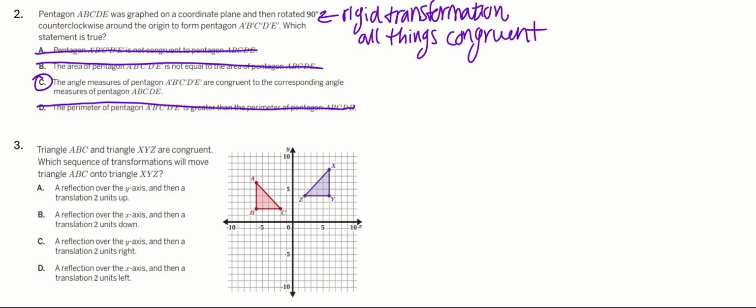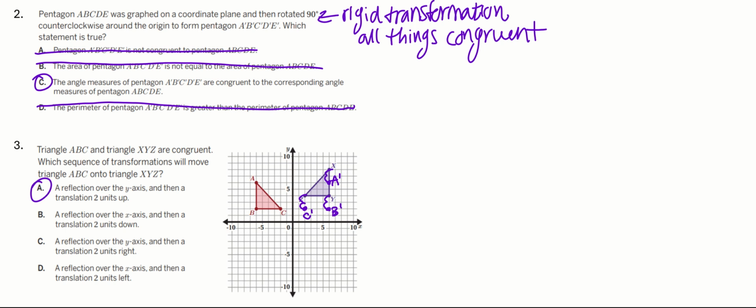So if I do a reflection over the y-axis, that means these will all flip over here. So this is C prime. B prime would be here. And then I need to translate 2 up. Well, look at that. Those definitely land perfectly, even if I checked A prime, which would be here, and went up 2. So that's done.